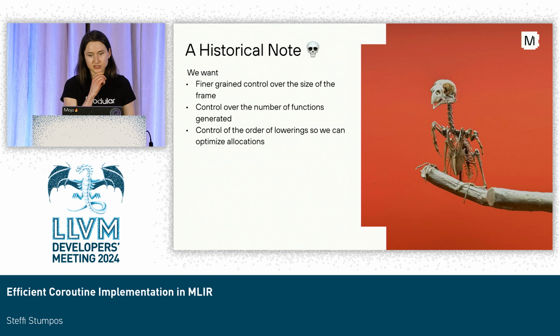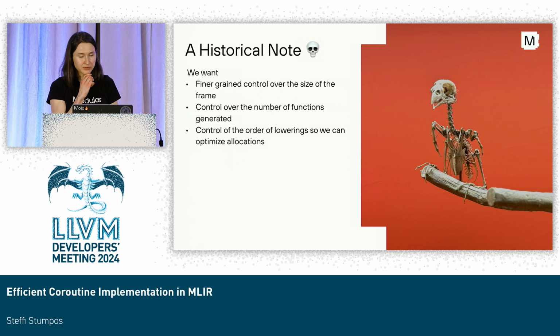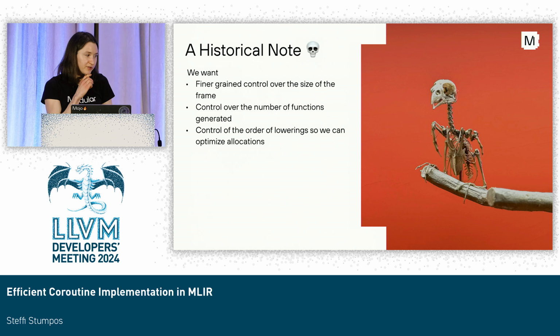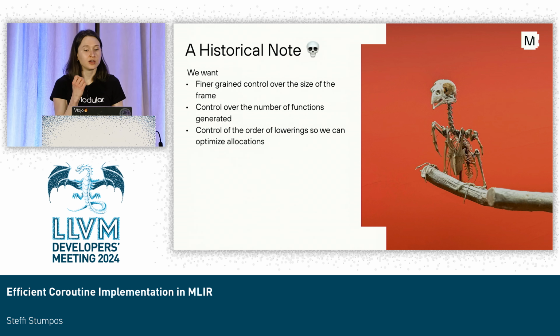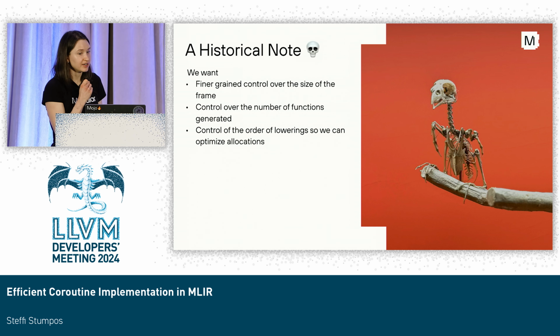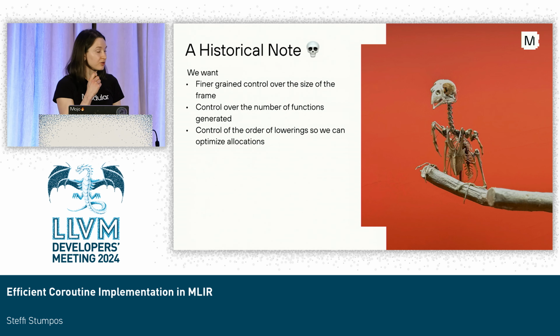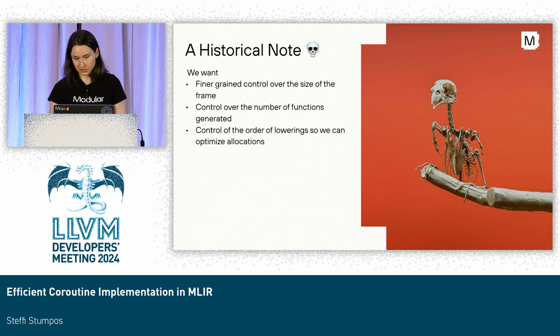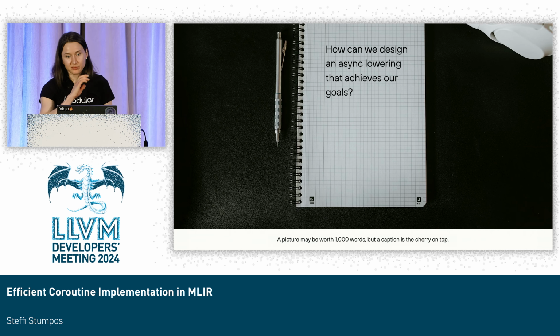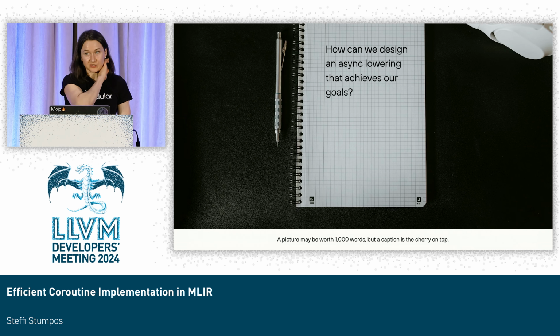So we decided to step away from it, and our goals moving away from it were we wanted finer grained control over the size of the frame. We wanted to control the number of functions generated, and we wanted to control the order of the lowerings so we could optimize allocations. All right, so we're back to the drawing board. How do we design an async lowering that achieves these goals?